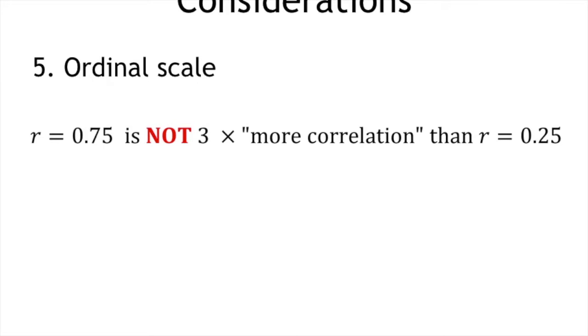Number five, and this is really important, correlation is an ordinal scale. It's not interval or ratio. When we compare correlations, they're always relative to each other, like winners in a race, first and second and third place. The R does not measure an interval value. An R of 0.75 is not 3 times more correlation than an R of 0.25. All we can say is that a 0.25 correlation is relatively quite a bit lower or smaller than a 0.75 correlation.